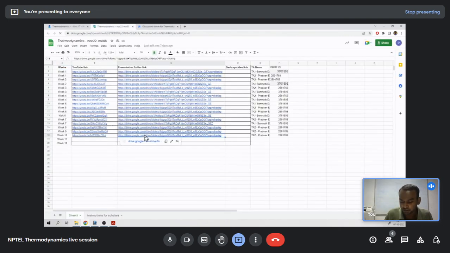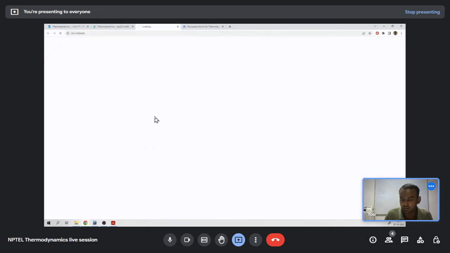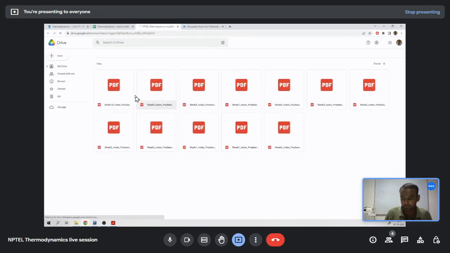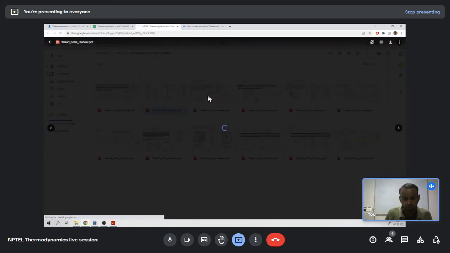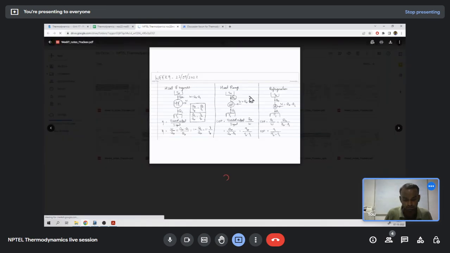And similarly, if you go to this Google Drive, there are different notes for different weeks. For example, the 9th week note is like this.